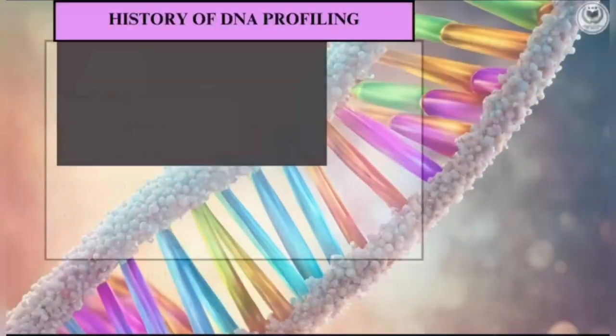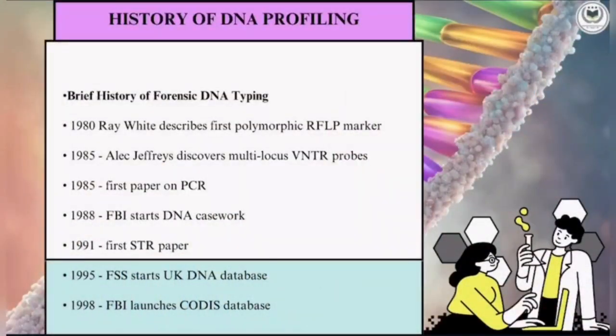History of DNA profiling. DNA profiling, also known as DNA fingerprinting, is a forensic technique used to identify individuals based on their unique DNA. In 1984, Sir Alec Jeffreys, a British geneticist, develops DNA fingerprinting using restriction fragment length polymorphism analysis. This revolutionizes forensic science by providing a reliable method for individual identification. In 1985, the technique is first used in a criminal case in the UK to solve a double murder, exonerating one suspect and convicting another.